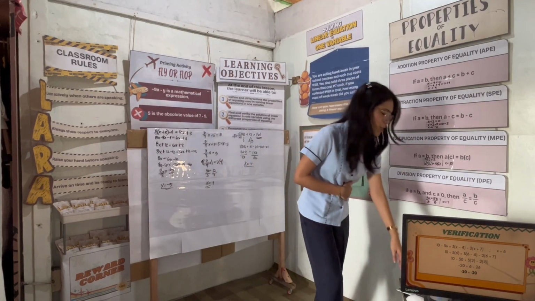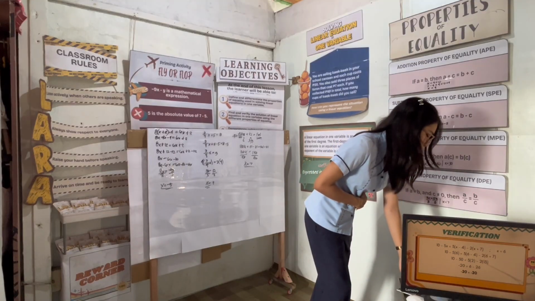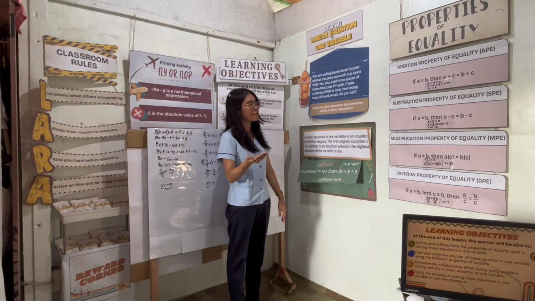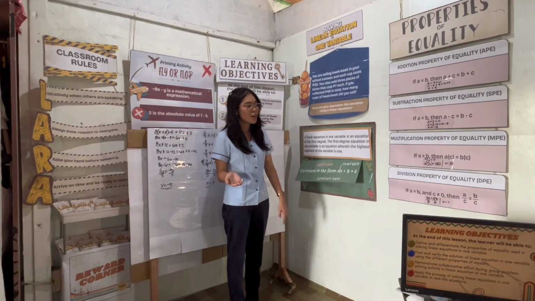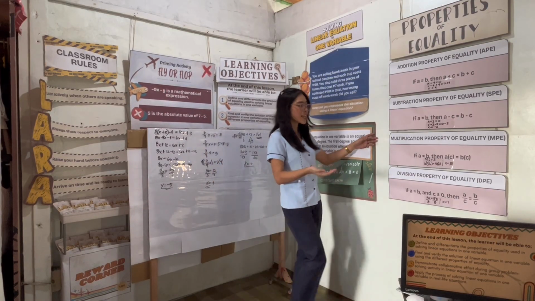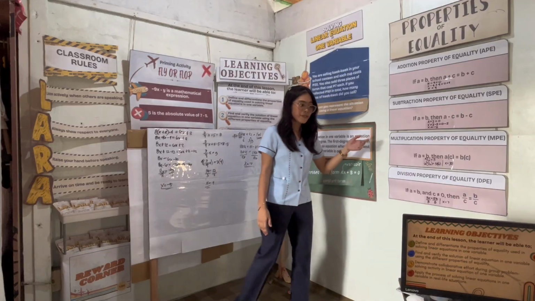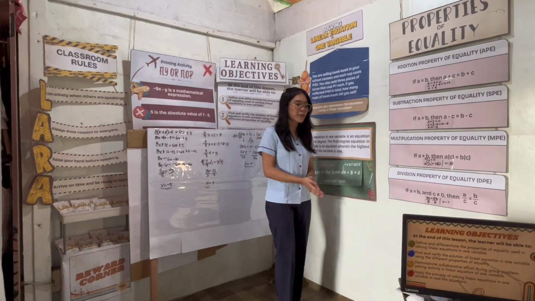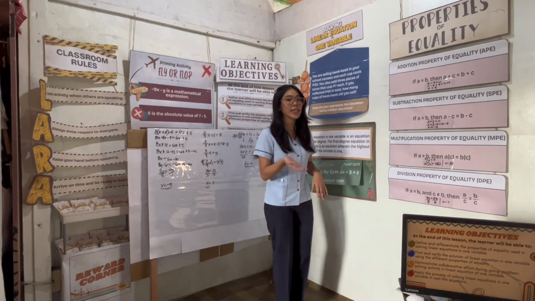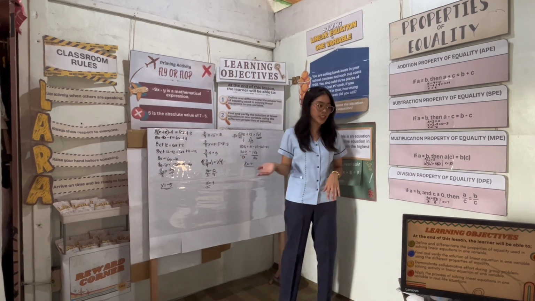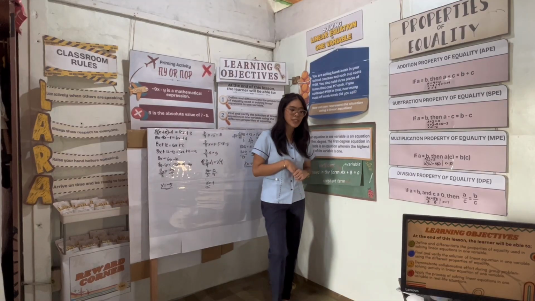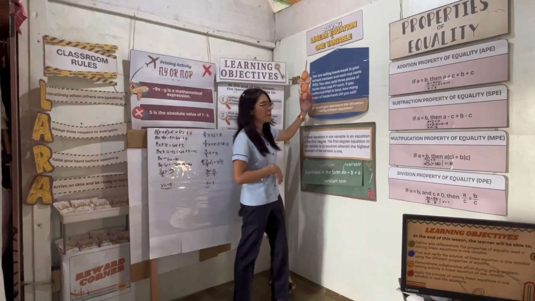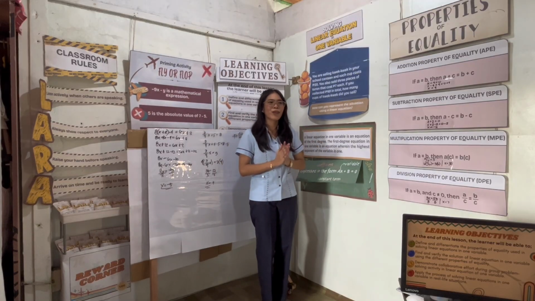Now let us go back to our objectives. Did we meet the objectives? Did we define and differentiate the properties of equality used in solving linear equations? Yes. Did we find and verify the solution of linear equation in one variable? Yes. Did we demonstrate collaborative effort during group problem solving? Yes, on your group activity earlier. And did we apply the process of solving linear equations in one variable in real life situations? Yes, with this problem. Now, I guess that's all for today.